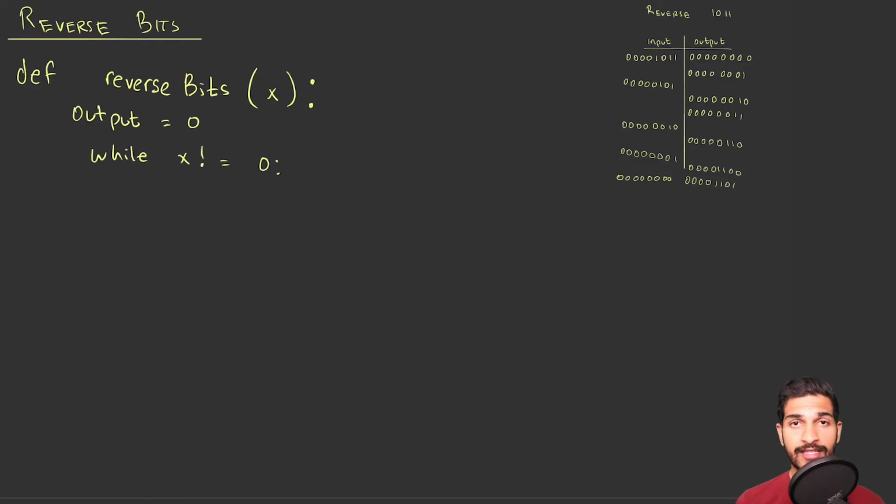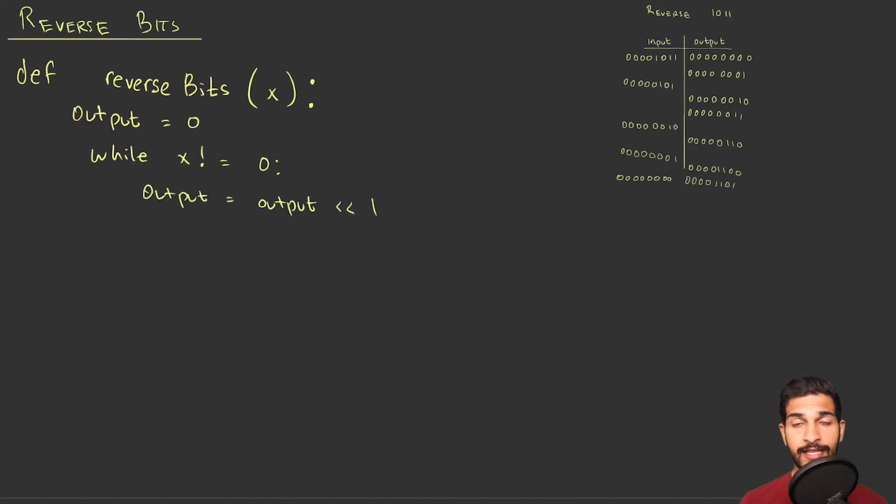Great, so while x is not equal to 0, the first thing we want to do is actually shift our output to the left by 1. Now, even though it starts at 0 and that won't do anything, this will make our life easier later when we first shift our output to the left and then add our number to it. So let's shift our output to the left by 1.